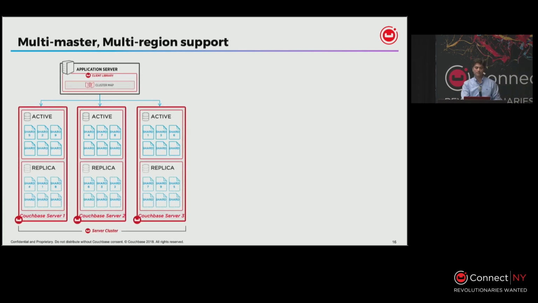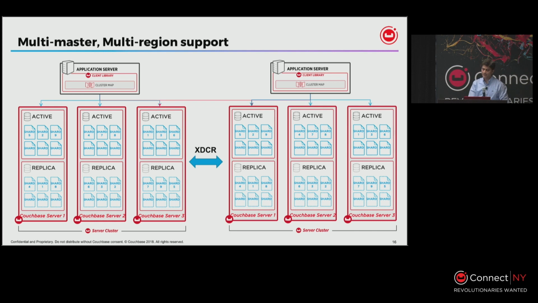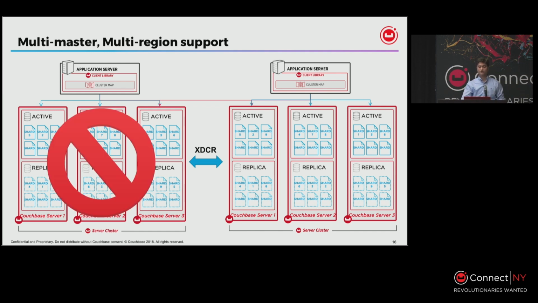I already mentioned this, so I will go very quickly. Multi-master, multi-region. With XDCR, you can have bidirectional replication going. And I already mentioned that it gives you local read and write, which is predictable performance, great for your application SLAs. It also allows you to seamlessly fail over.